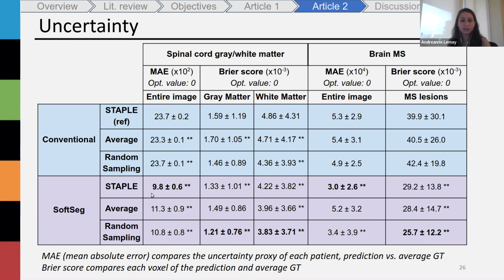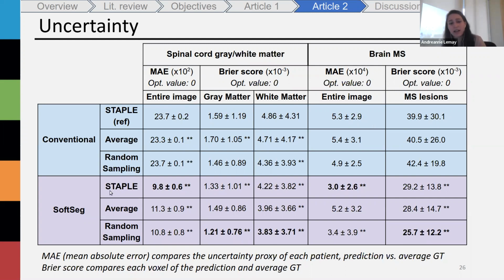So now if we look at the metrics from all of our predictions from both data sets. These columns here, MAE and Brier score, are the metrics that I have introduced in the slide earlier. Both of these metrics represent the uncertainty correspondence between the prediction and the ground truth. So what we can see is that if we compare SoftSeg to conventional in a pairwise fashion, where we keep the label fusion method constant, for all the data sets and all the metrics, SoftSeg outperforms the conventional training framework.